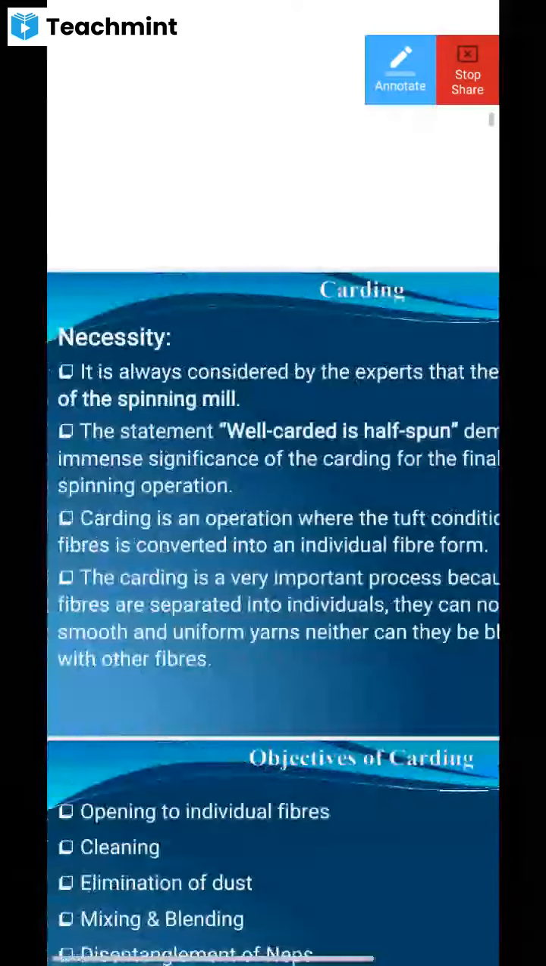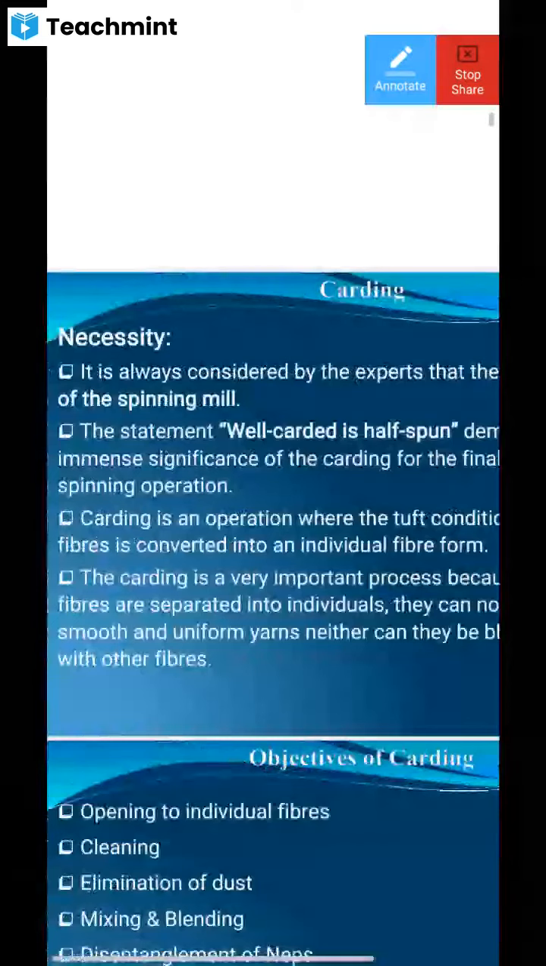Disentanglement of nets. What is the definition of net? Net is an entanglement of the fiber. Disentanglement means the entanglements are removed and nets are completely removed, completely eliminated. So you correct the disentanglement of the fiber. That means removing the nets.